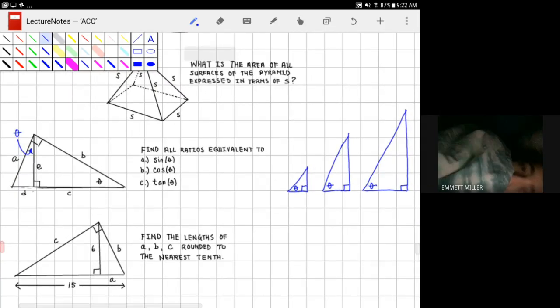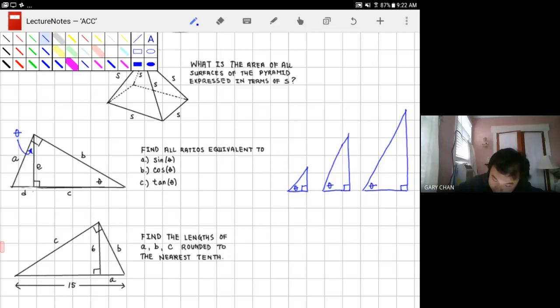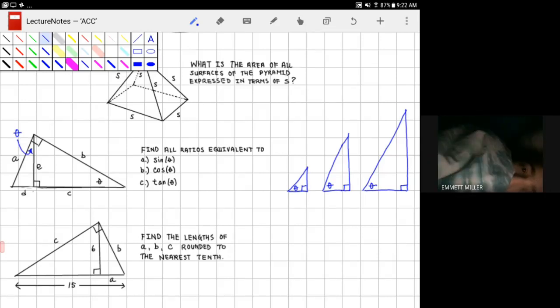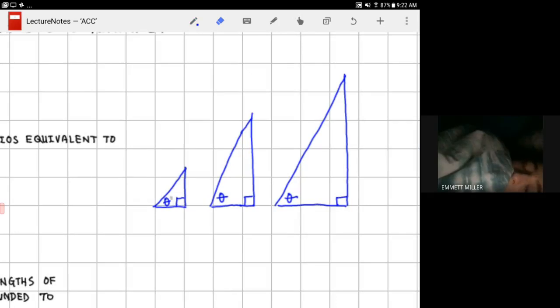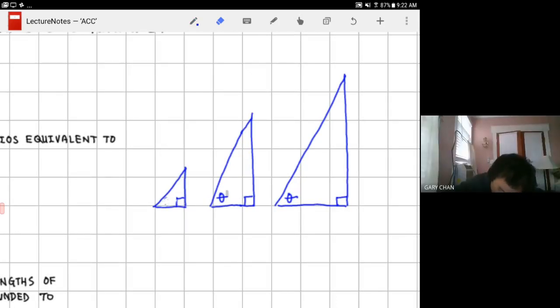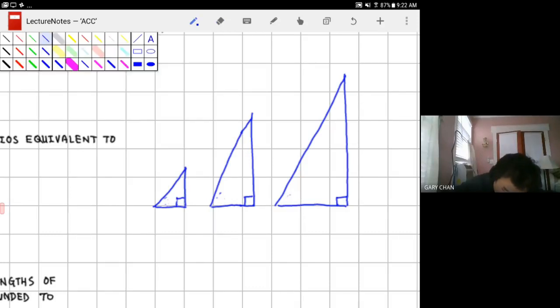Isn't the third triangle a combination of the two of those? It is. But yeah, it's a little confusing. But no, I'm going to label theta up here to make it look a little more representative. So I want to label theta up here.